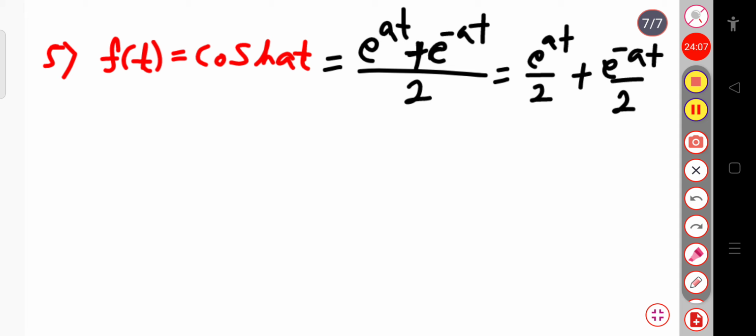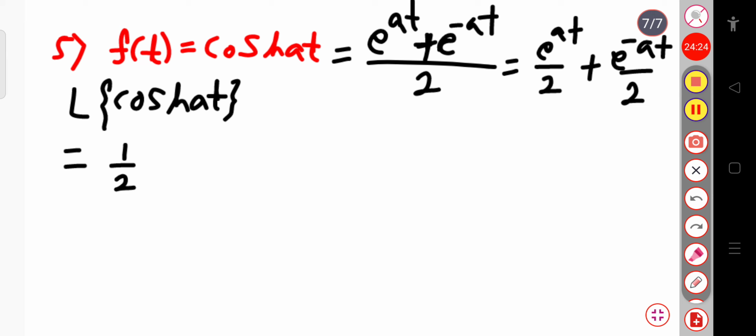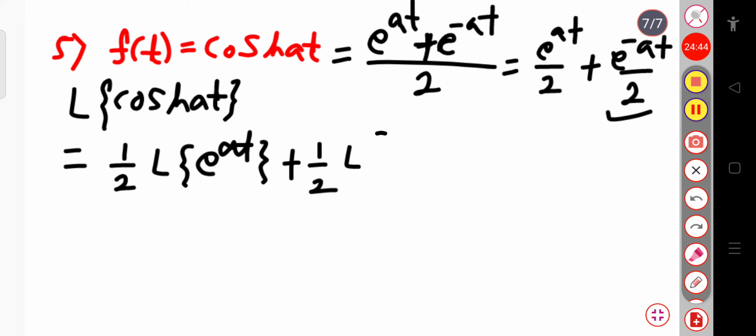So the Laplace transform of this function, cosh at, that is hyperbolic cosine at, can be written as follows. I will take the constant outside; this is the property I will tell you: when there is a constant, it can be taken outside of the Laplace transform. This is 1 by 2 of the Laplace transform of exponential at, plus 1 by 2, for the second term, the Laplace transform of exponential minus at. Now we have to calculate this.